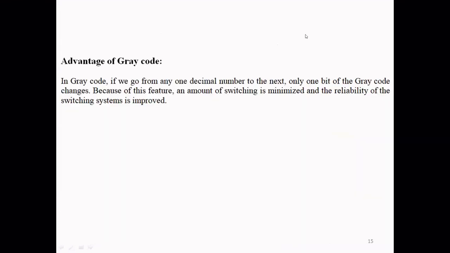When you go to the next, only one bit of the gray code changes. Because of this feature, the amount of switching is minimized and the reliability of the switching systems is improved. That is the advantage of gray code. And also we use gray code in the concept of K-maps, right? That is also one more advantage.